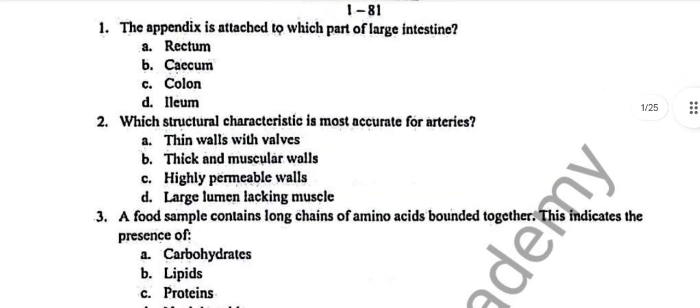Question number 2. Which structural characteristics is most accurate for arteries? A. Thin walls with valves. B. Thick and muscular walls. C. Highly permeable walls. D. Large lumen lacking muscles. And the correct option is B. Thick and muscular walls. Arteries carry blood under high pressure, so they have thick, elastic muscular walls.